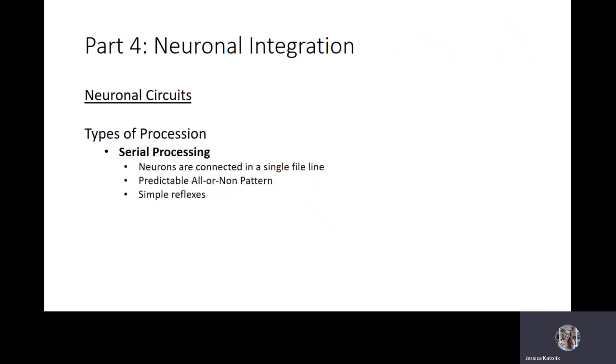There's two types of processing. There is serial processing and then parallel processing. Serial processing is going to be similar to what we saw when we talked about reflexes. There's going to be a set of neurons that are going to synapse in a single file line, and they're going to communicate one neuron then to another neuron and so on and so forth, almost like a domino effect.